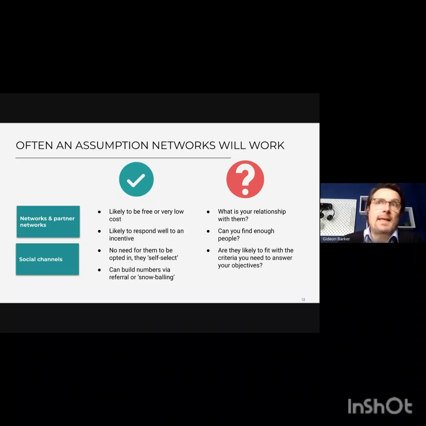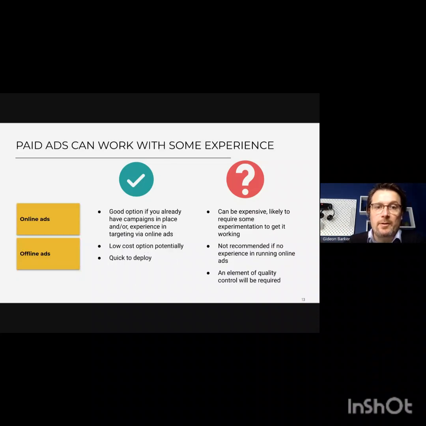Some of the downsides, again, are: are you going to find enough? Do you have a good enough relationship with them for them to want to help you? Are they the right kind of people that are going to fit with your incentives?